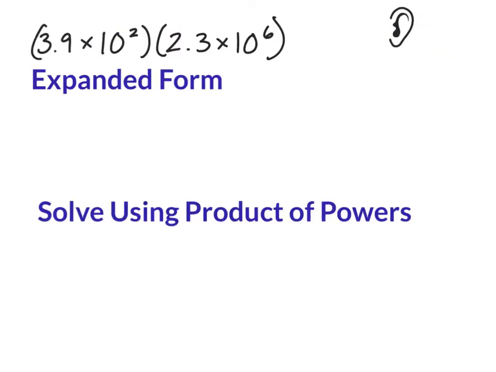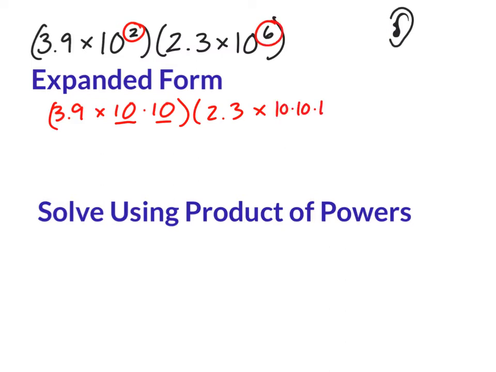I'm going to solve this multiplication problem using expanded form and the product of powers rules. First, if I want to solve it using expanded form, I can write it all out. So 3.9 times 10 times 10, because 10 to the power of 2 means I multiply 10 as a factor 2 times. Then I'll multiply it by 2.3 times 10 multiplied as a factor 6 times. So 10 times 10 times 10 times 10 times 10 times 10 again.